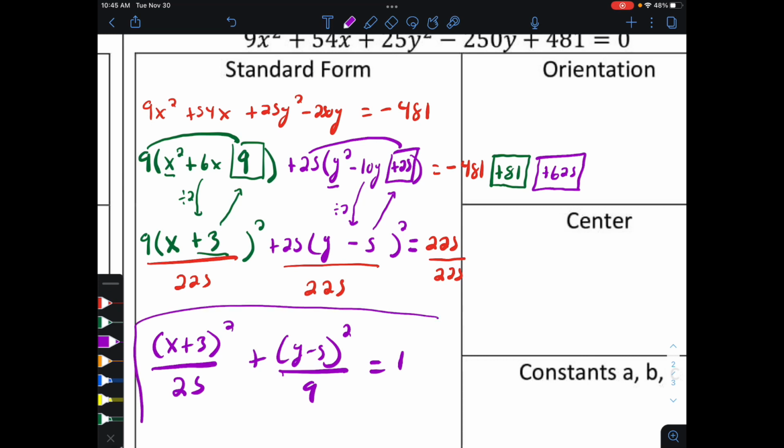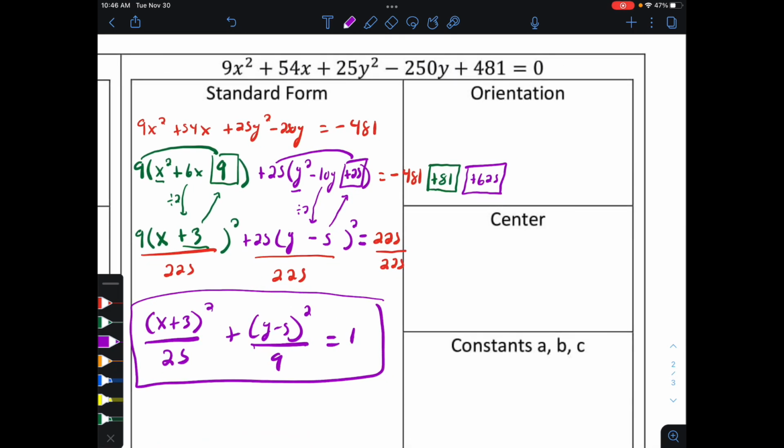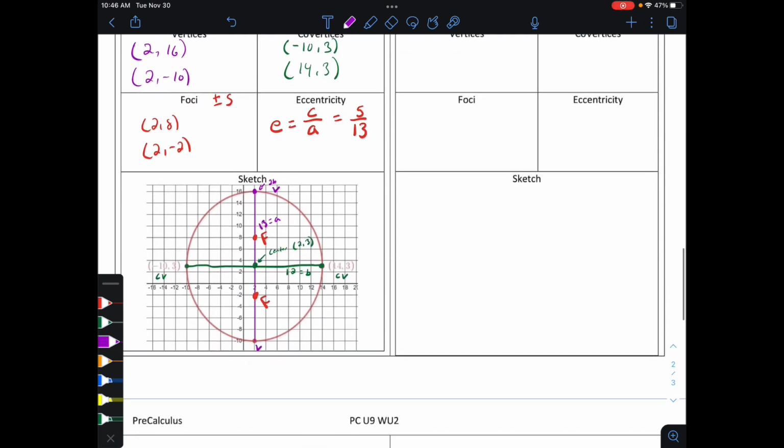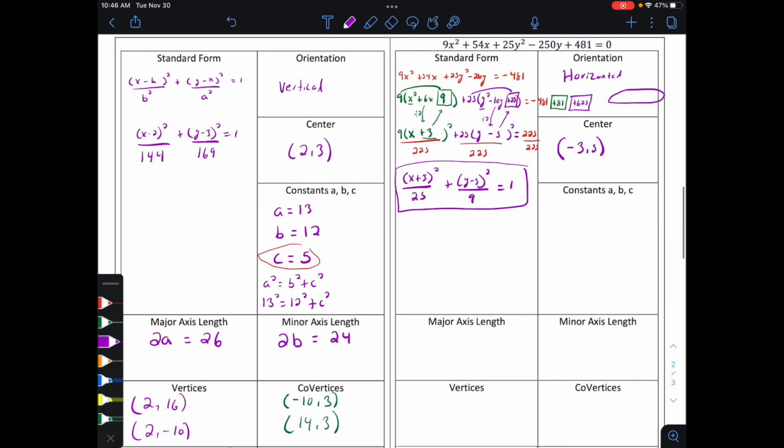Here's our standard equation. So we get all of our intel. So orientation. I determine orientation, the stretch of the ellipse, based on sizes of denominators. x has the bigger denominator, so it is stretched along the horizontal. So it's going to look something like this there. The center, (h, k). So x minus a number, y minus a number. So my center, in this case, would be (-3, 5). All right, now that I got a center, I'm going to go put a point on my graph. So (-3, 5). I don't have a grid. All right, so we'll make a sketch at the end.